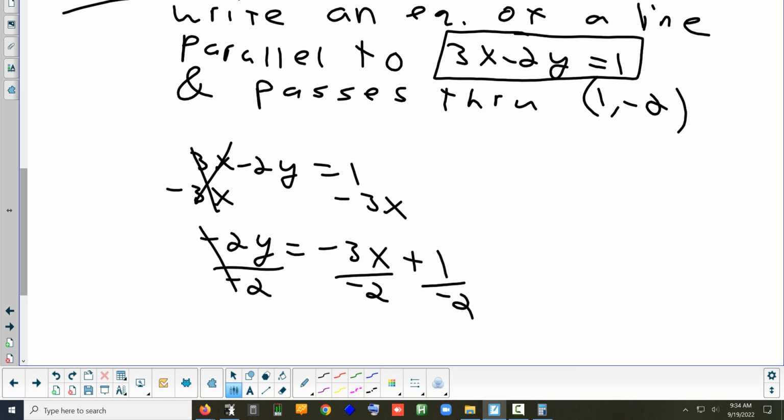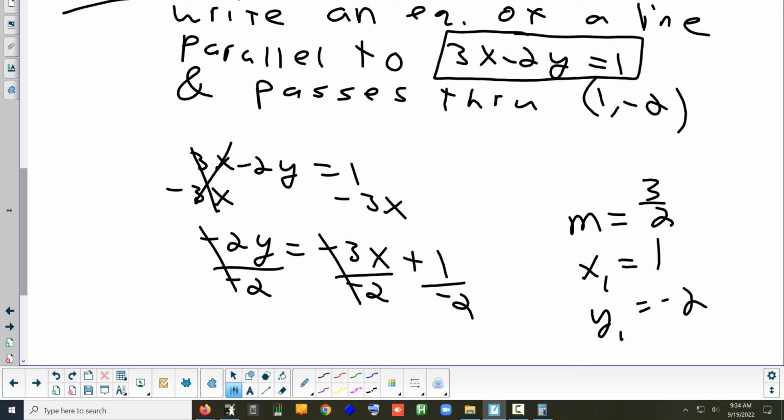Negative divided by negative, that's gone. Negative divided by negative, that's gone. I don't even need to keep simplifying this. I only wanted to know one thing. I wanted to know the slope. When we look at that, what's my slope? 3 over 2. And I want it to be parallel, so that means use the exact same slope. So there's your slope, there's your x1, and there's your y1. From here, it's exactly the same as the last problem. Slope, x1, y1.